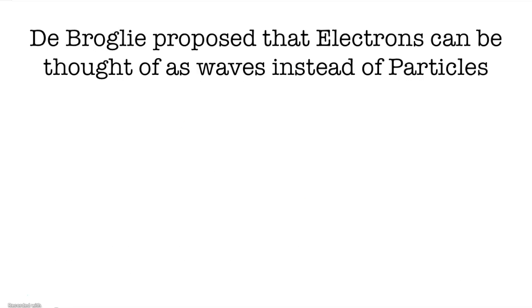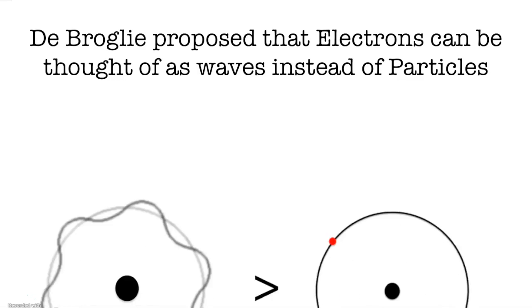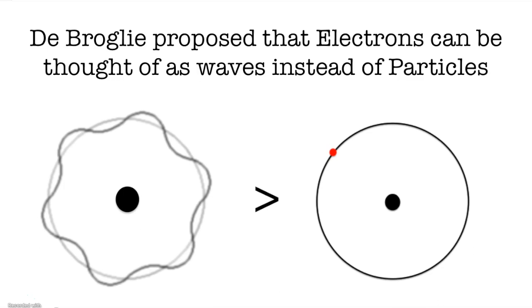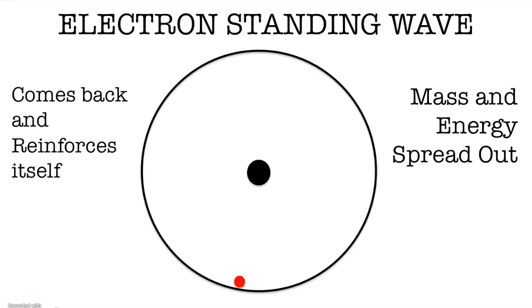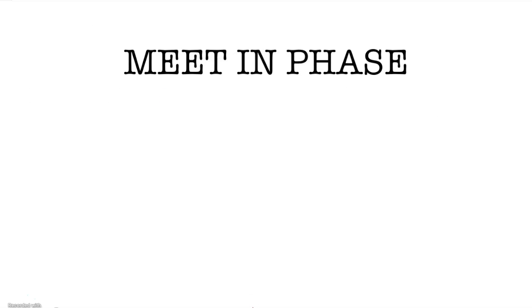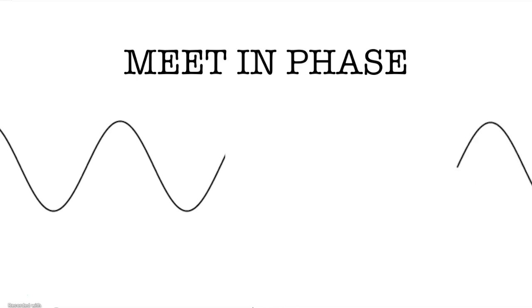This was solved when de Broglie proposed that electrons can be thought of as waves rather than particles. He believed that as the electron moves around the nucleus, it resembles a wave, and since the orbit is circular, the electron wave will come back around and reinforce itself. In this view, the electron cannot be visualized as a dot located at some random point in the atom. It can instead be visualized as if its mass and energy have been spread out into a standing wave that surrounds the nucleus. This wave must close in on itself in phase.